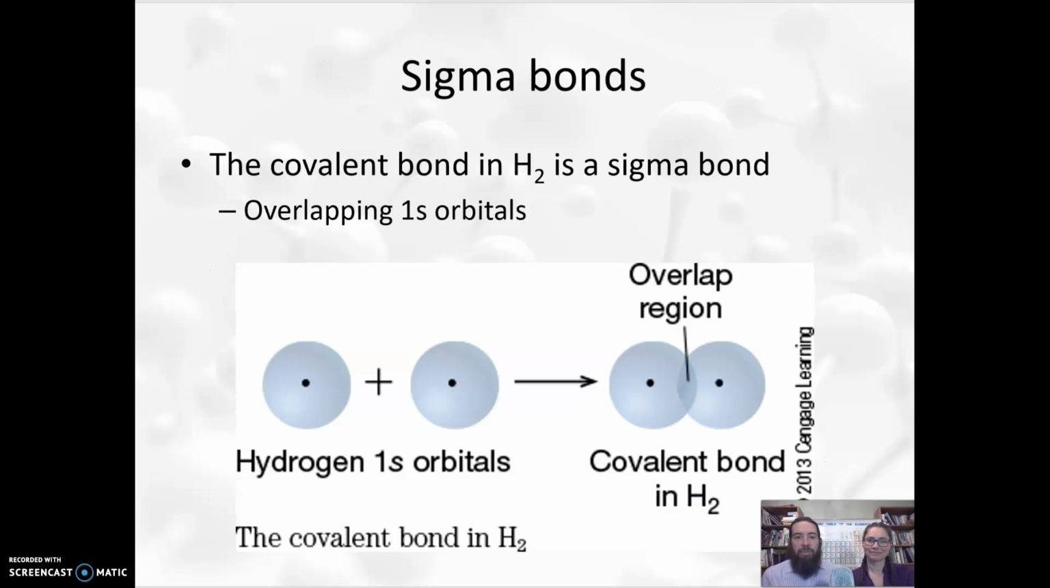This is a sigma bond from hydrogen. Remember the sigma bond is a single bond, and we're overlapping one s orbital. So remember, the s orbital has spherical shape, and hydrogen's single electron is in the 1s orbital. So when these two orbitals overlap, we can create a bond.